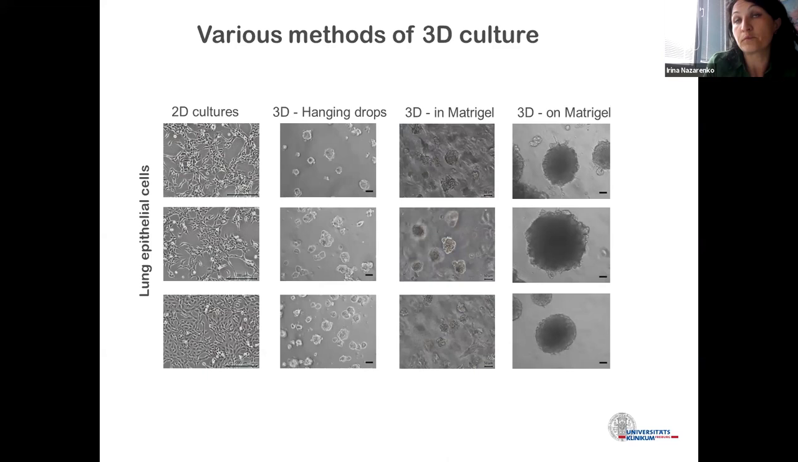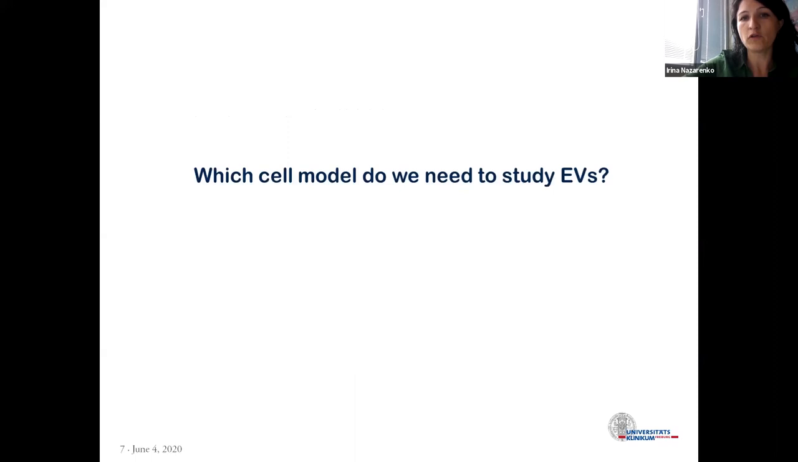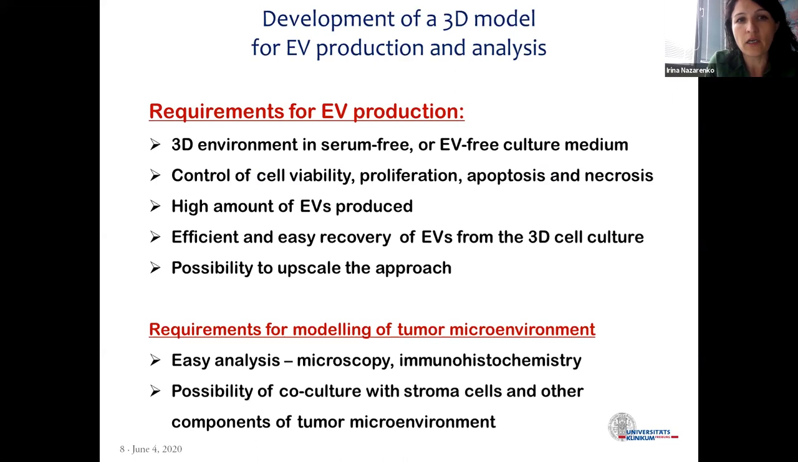So we started to search for what a 3D culture should look like, which prerequisites and requirements we can think of to study extracellular vesicles. Which model do we need? This is a short summary of our thoughts. We learned that serum and many other factors contain vesicles. Therefore, our 3D environment should be serum-free and EV-free. Since we know that dying cells also release vesicles, like apoptotic bodies, we need to be able to control cell viability, proliferation, apoptosis, and necrosis.